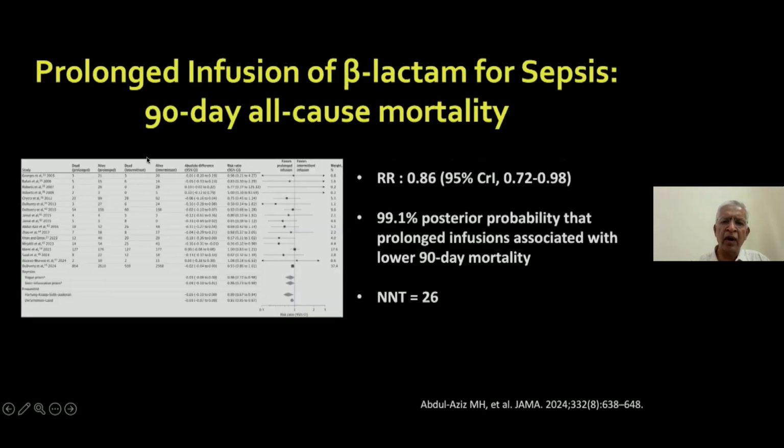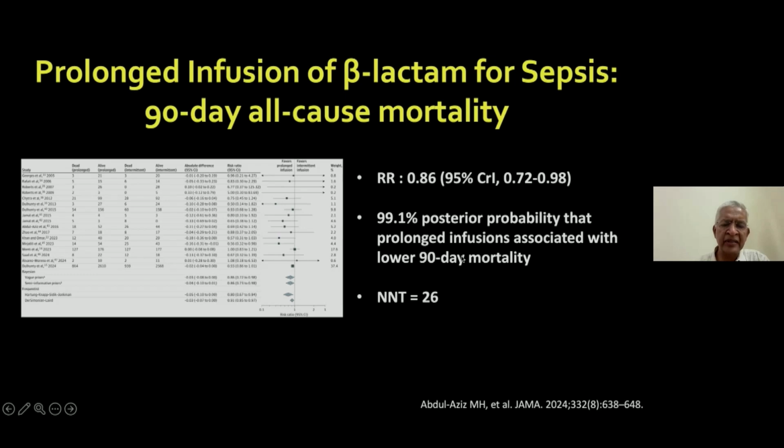However, for prolonged infusion, especially for beta-lactams, in patients who are in the ICU with a diagnosis of sepsis or septic shock, this is a recently published meta-analysis of all the randomized control trials of prolonged infusion of beta-lactams compared with intermittent bolus dosing, and the outcome was 90-day all-cause mortality. There are about 18 trials, the biggest and most recent being the BLING 3 study, which showed that there is a definite improvement in mortality, relative risk of 0.86. The 95% credible intervals are given here. So there is a 99.1% posterior probability that prolonged infusion is associated with a lower 90-day mortality.